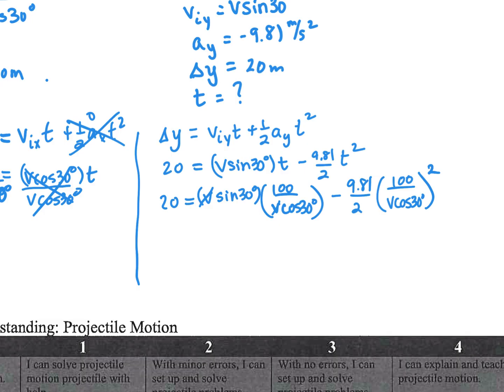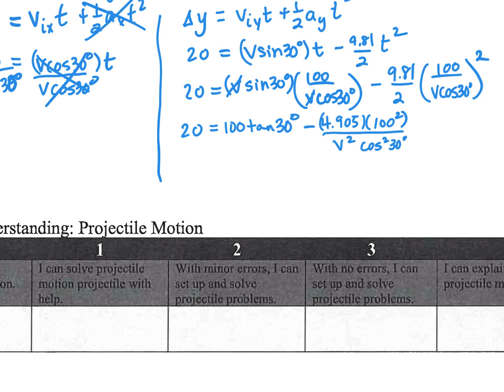All right, well, let's slog through the math. 20 equals 100 times the tangent of 30 minus, what is 9.81 over 2? Is that 4.905? Times 100 squared divided by V squared cosine squared of 30 degrees. Okie dokie then. Would you like to make this a proportion at some point? We can now, if you'd like. We're just going to subtract, flip over, and divide. You want me to walk you through it step by step? This is the part y'all got to get better at. So how would you normally solve this? Think about it.